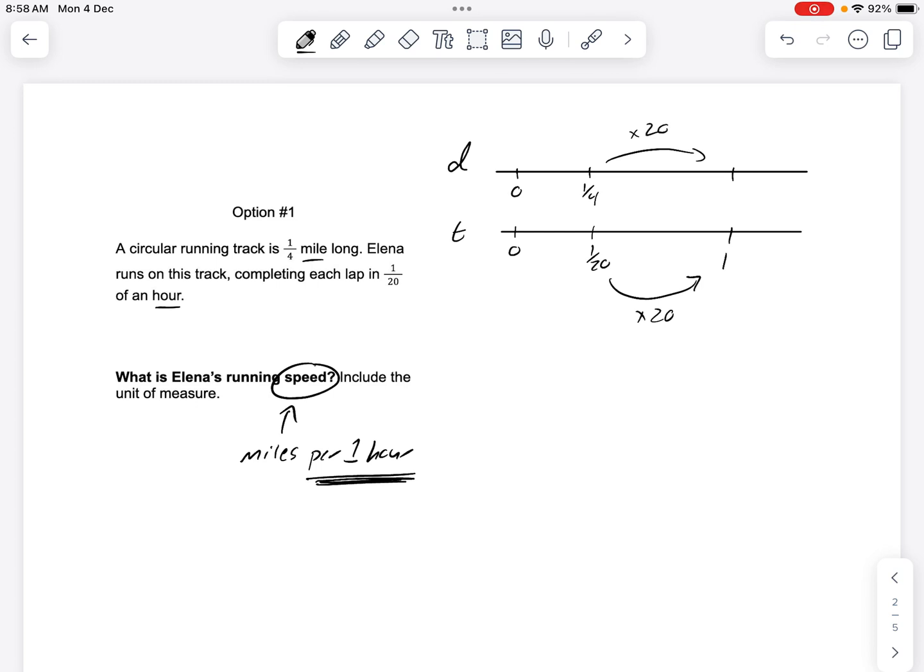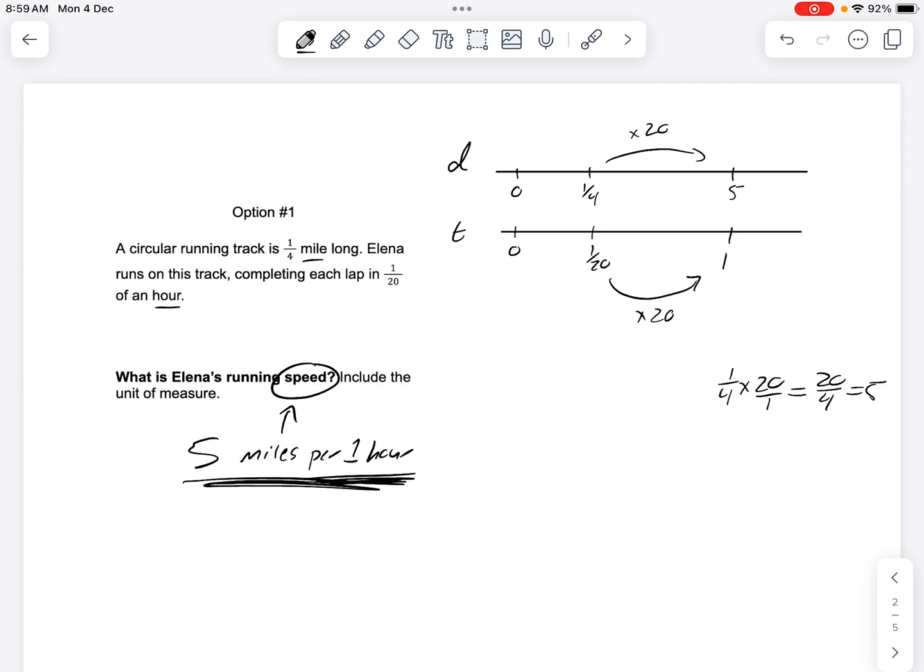Multiply that by 20. I'll just do it off here to the side. 1/4 times 20, remember that's like 20 over 1, which is 20 over 4, which is 5. So if Elena is running at this rate, that means that she is going at 5 miles per hour. That would be her speed. So the double number line is one way to do that.